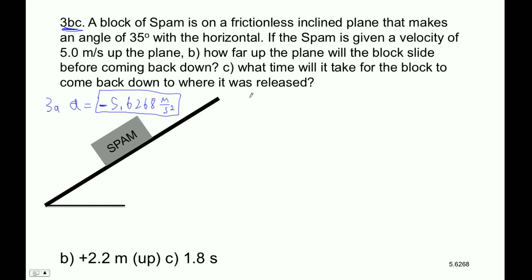All we have to do is SUVAT this. It's given a velocity of 5 meters per second up the plane, and we want to know how far up the plane it goes, and the time it takes for it to come back to where it was released. Let's figure out how high it goes up the plane, and then we can figure out the rest. This is very similar to the rocket launched up in the air with some velocity. How high does it go? What time does it take to get back to the ground? Only the acceleration here will be negative 5.6268 meters per second squared and not 9.81.